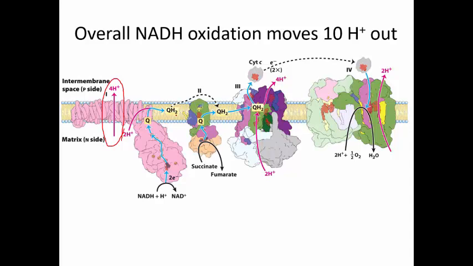We're going to make a QH2. We're going to completely skip over complex 2. Then we're going to move 4 protons out from complex 3. And then we're going to move over here to complex 4, and we're going to move 2 protons out. So overall, 10 protons. All right, that is going to be important in just a minute when we start figuring out how this relates to ATP.